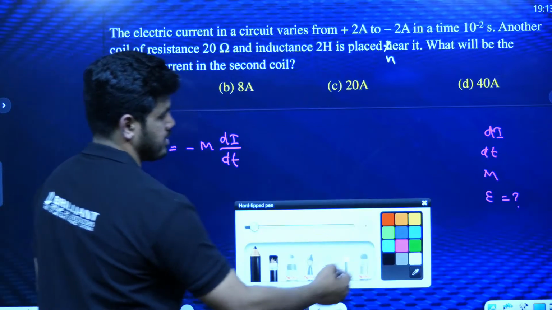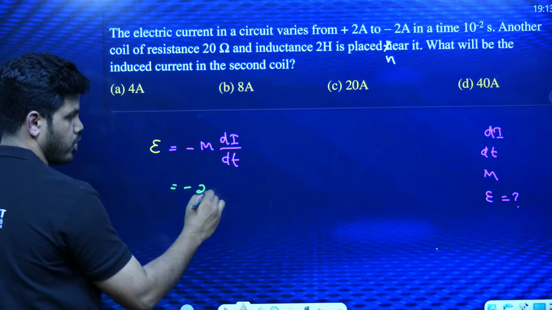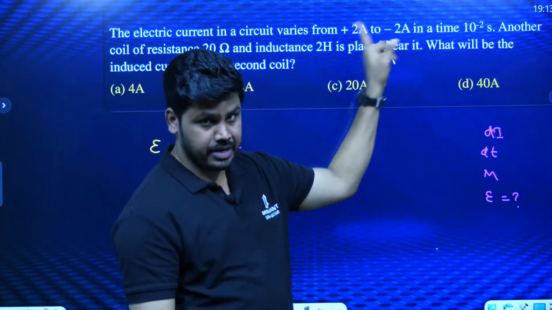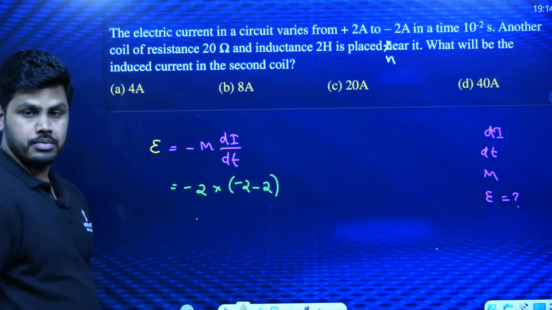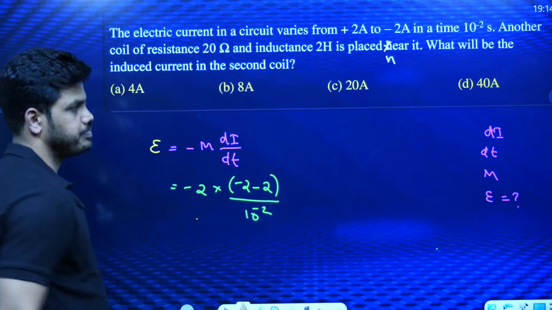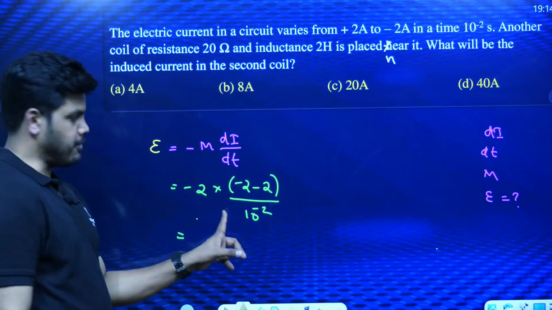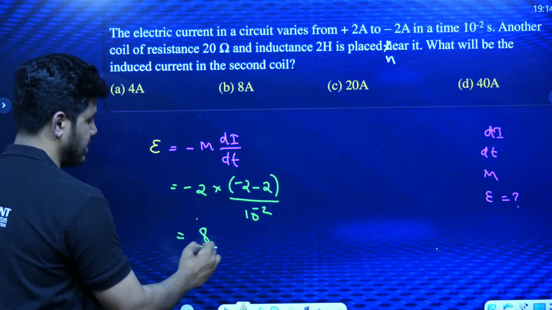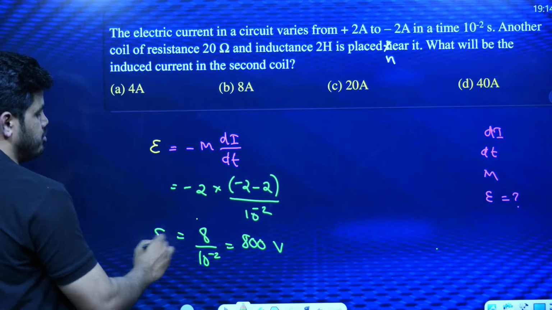So we have all the values except E, which is to be calculated, and we get minus mutual inductance, given as 2 Henry, into dI. What is the change in current? Final current minus initial current. Yes. So we have minus 2 minus 2 of course, right? Divided by, what is the time taken for this? 10 raised to minus 2. Done. So what is the value we get finally? Minus 2, and this will be minus 4. It becomes plus 8 divided by 10 raised to minus 2. So we get 800 volt. That is the induced EMF.